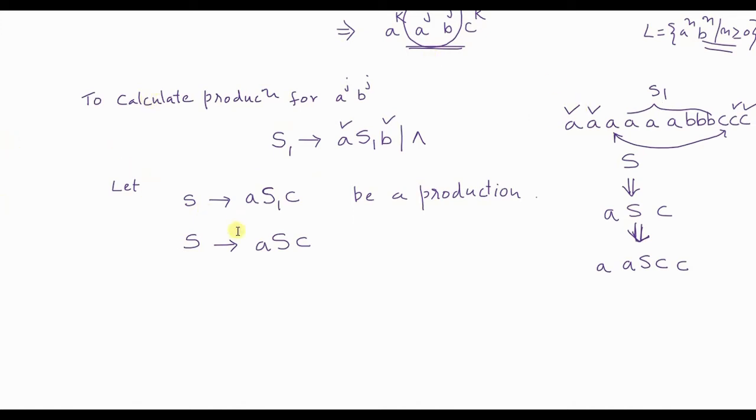Okay. So next what I will do, again when S is to be replaced, I have an option of replacing S with ASC or AS1C. Now if I replace it with this one, it will give me only another matching pair of A and C, and then it will take care of A's and B's. Since I have only one more pair to be matched, that is this A and this C, I will go for this.